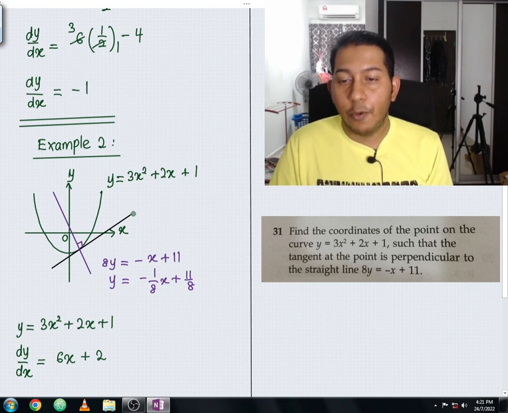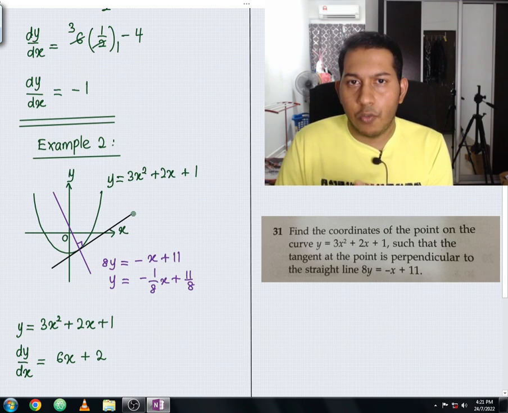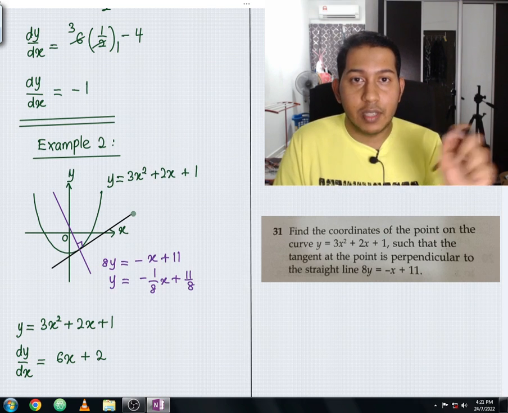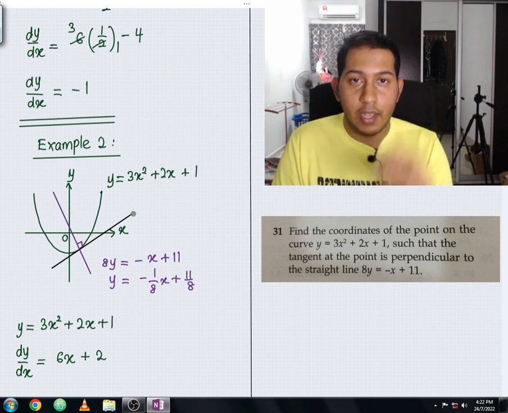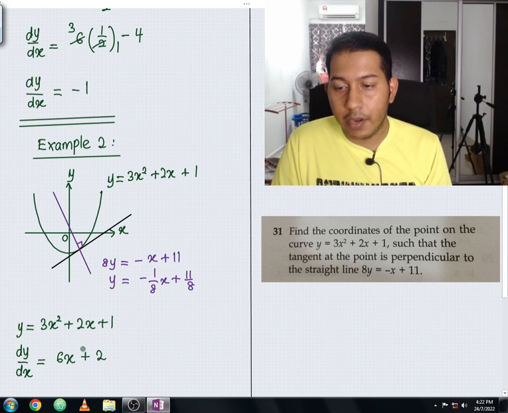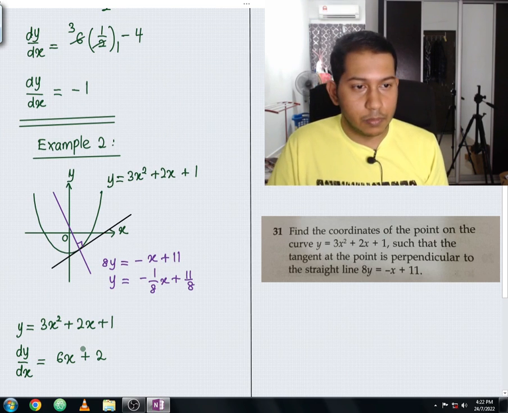When it's involving perpendicular, still recall the coordinate geometry equation where m1 times m2 equals negative 1. That's the equation we are going to apply over here. Using that equation we are going to find the gradient of the tangent. So that will be our step 2.